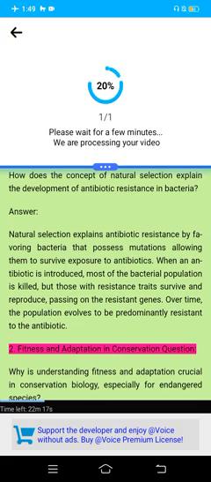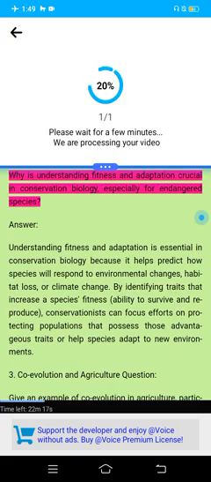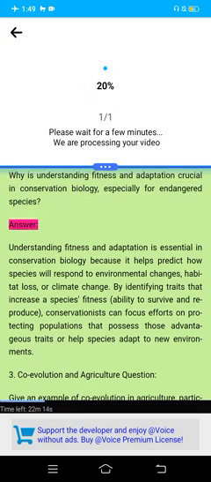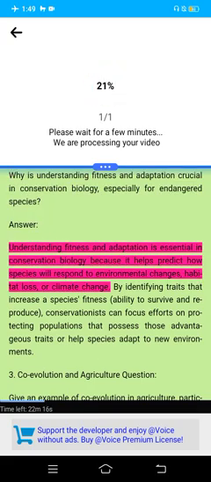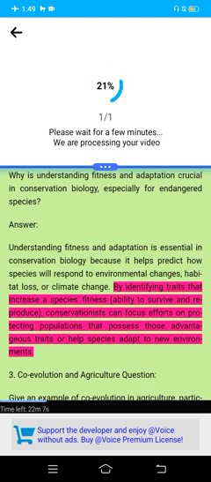2. Fitness and adaptation in conservation. Question: Why is understanding fitness and adaptation crucial in conservation biology, especially for endangered species? Answer. Understanding fitness and adaptation is essential in conservation biology because it helps predict how species will respond to environmental changes, habitat loss, or climate change. By identifying traits that increase a species' fitness, its ability to survive and reproduce, conservationists can focus efforts on protecting populations that possess those advantageous traits or help species adapt to new environments.